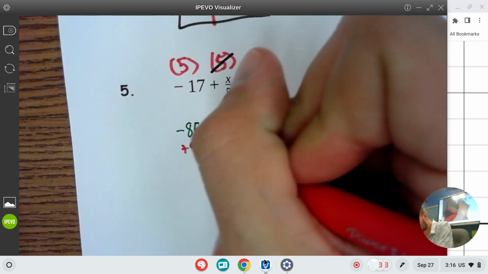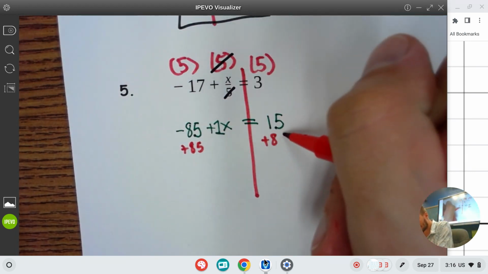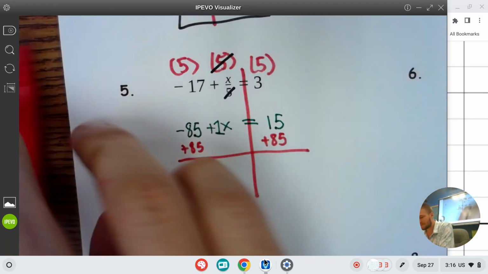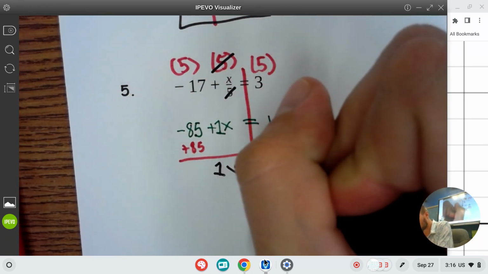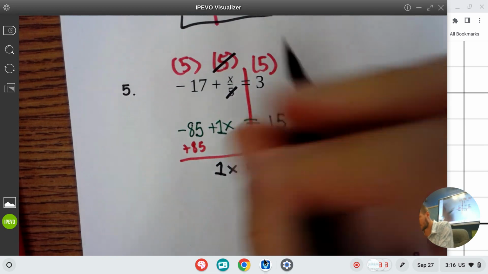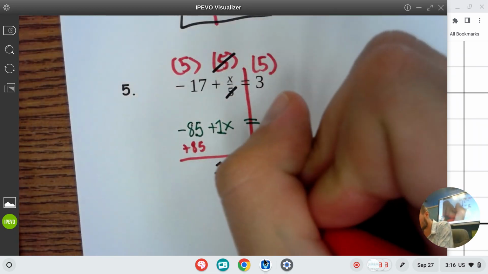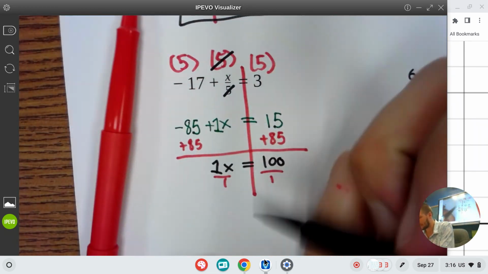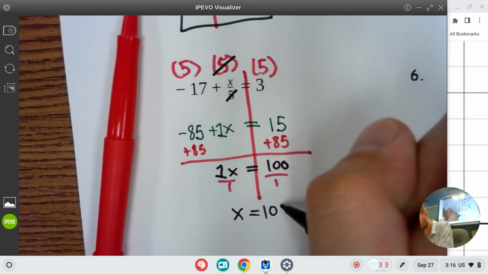We're gonna move the 85 to the other side, plus 85, plus 85. X is 100. Yep, 1x equals 100. Divide by 1 if you want, and we get the same thing, right? X equals 100.